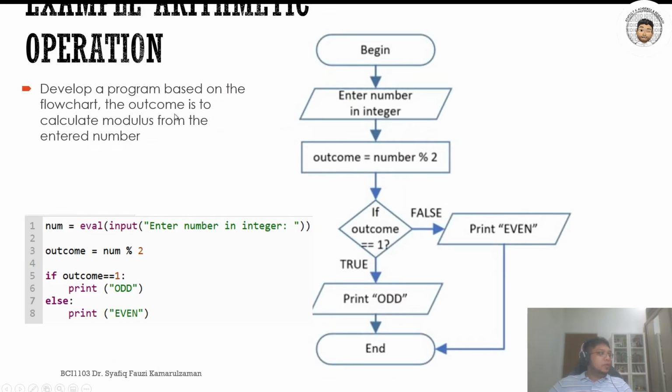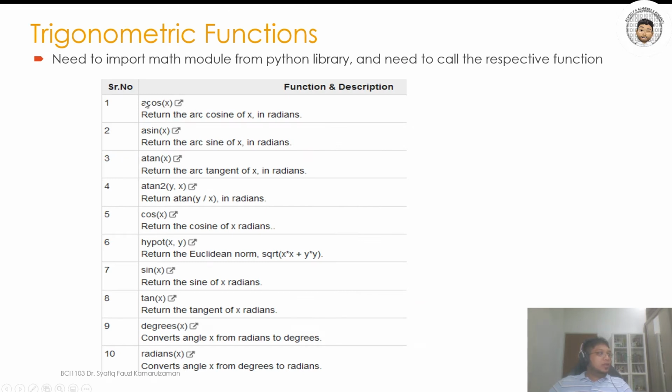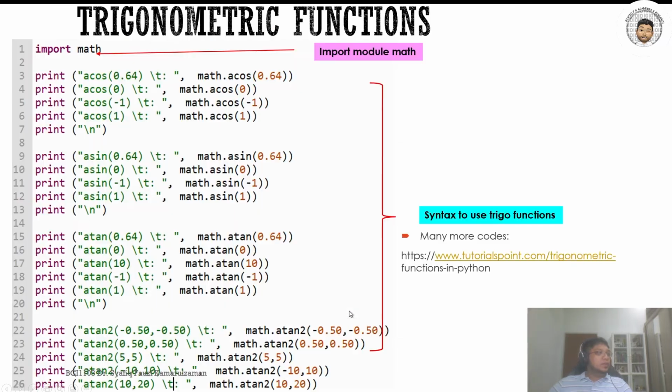For example, here we have the commands acos, arccos, and then we have arcsine, arctan, arctan power of 2, and then we have cosine, hypotenuse, sine, tangent, degrees, radians, everything. So if you want to use them, it's one way. And when you want to import a module, for example, here: import math. Import math.